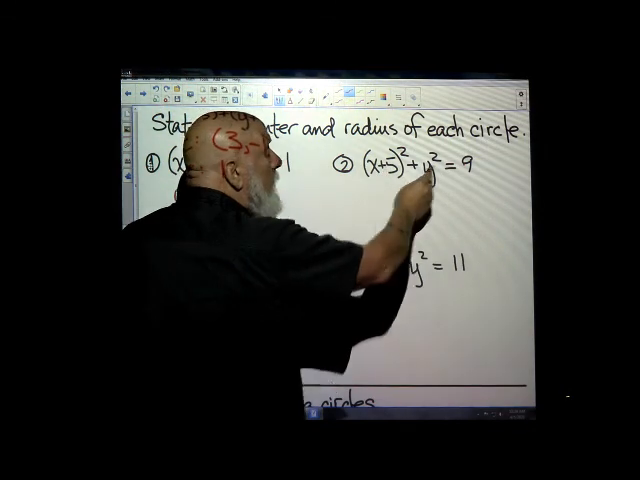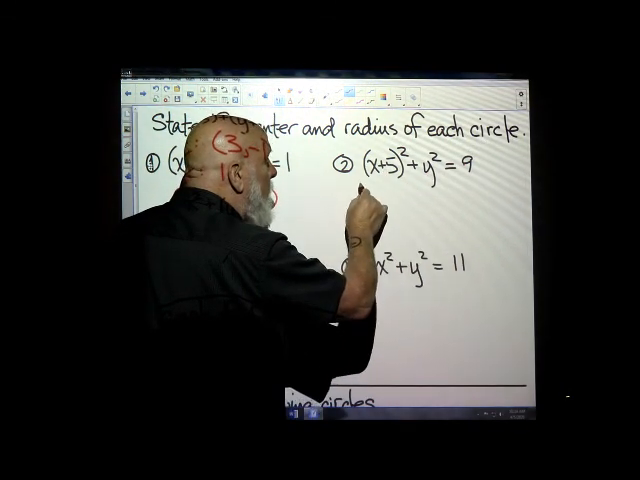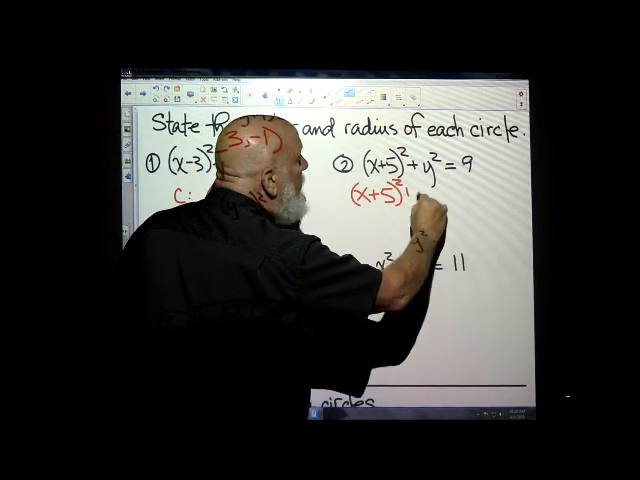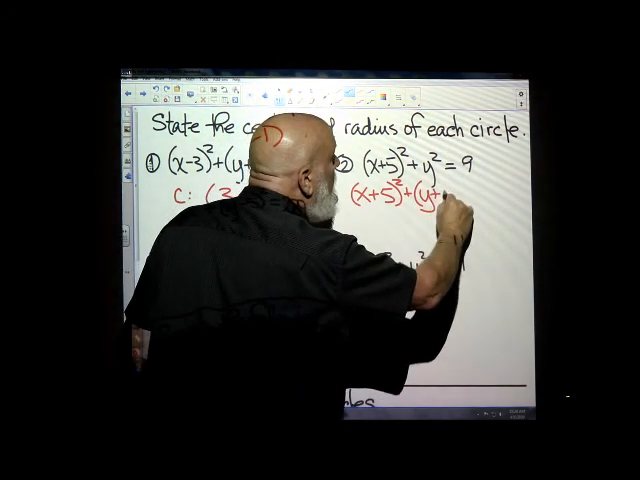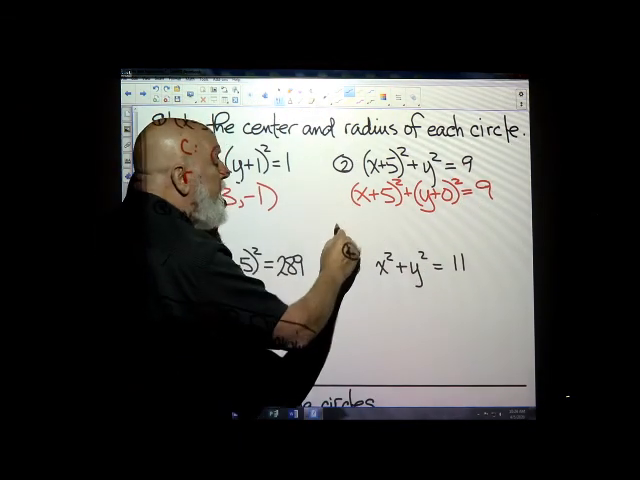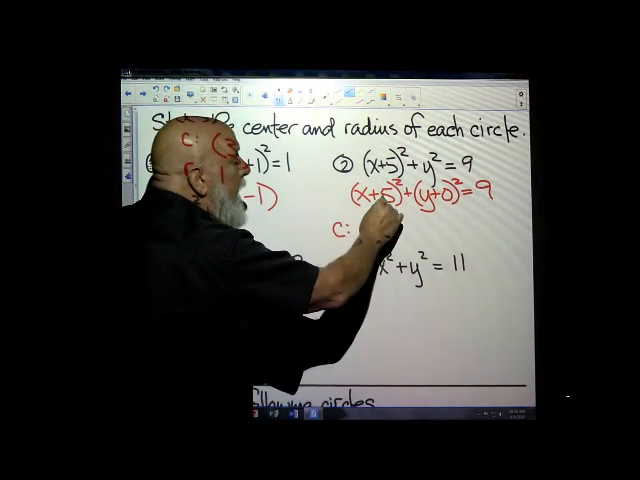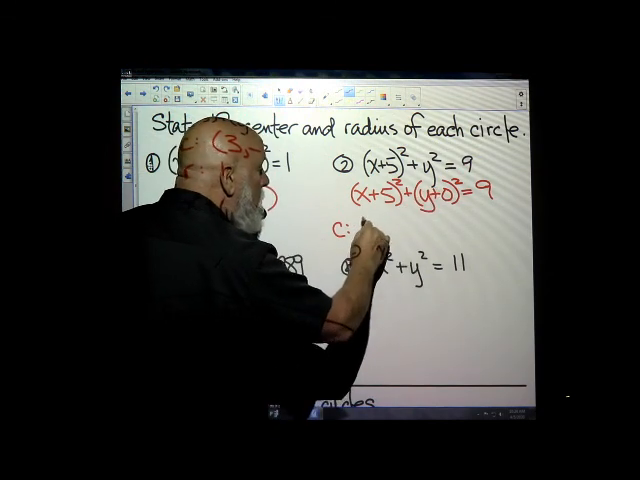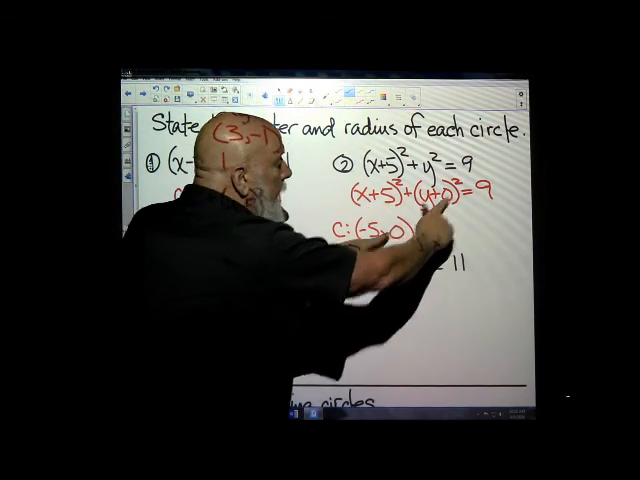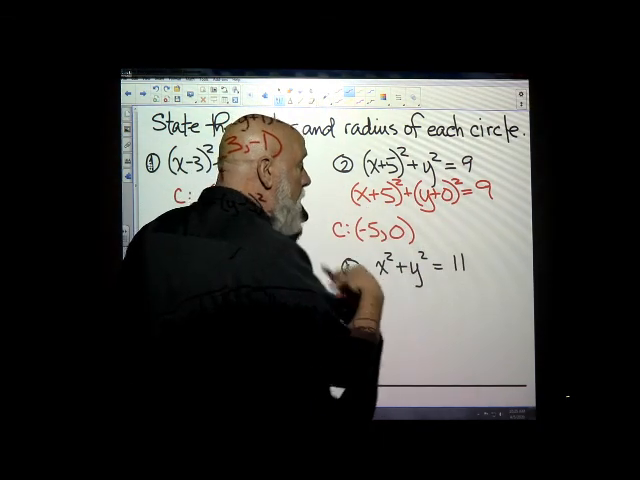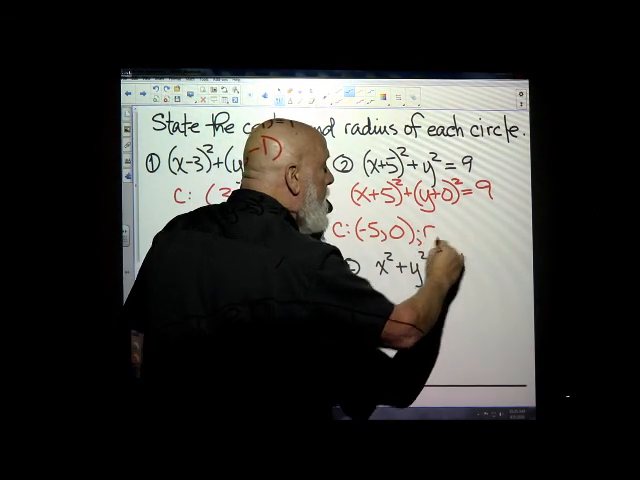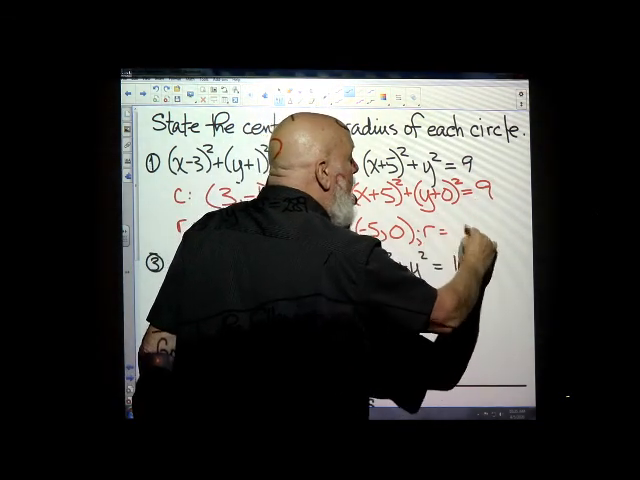The center of this one, now remember, if y squared is all by itself, you can think of it as y plus 0 quantity squared. And so if I'm looking to find the center, it would be negative 5, 0, ordered pair negative 5, 0, counterintuitive, and the opposite of 0 is 0. It's the only number that is its own opposite. And the radius would be the square root of 9, which is 3.